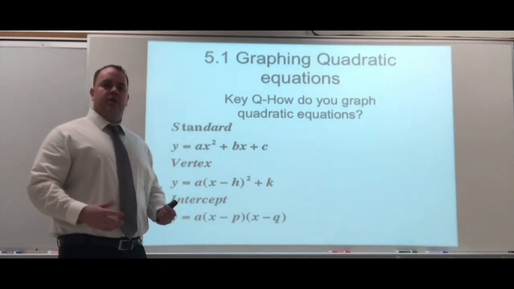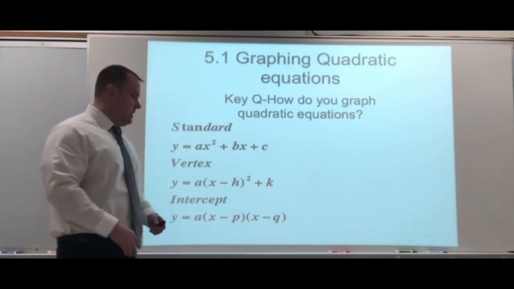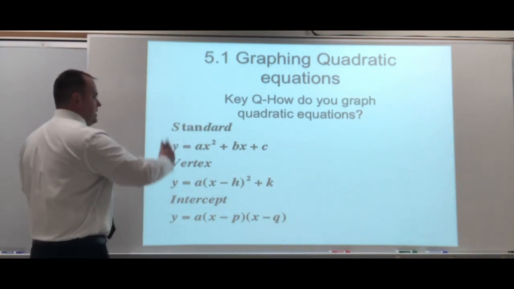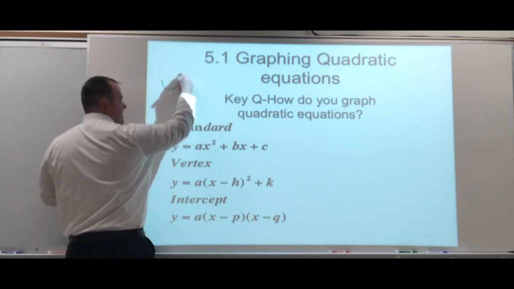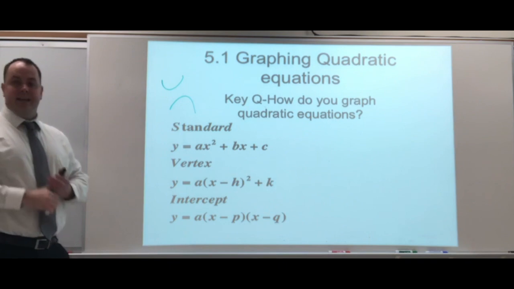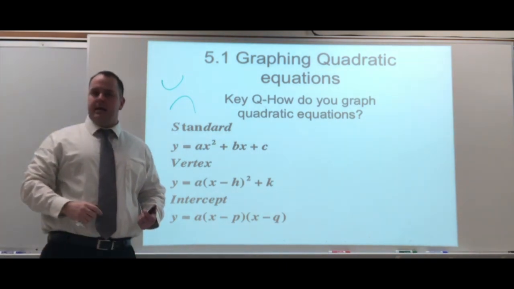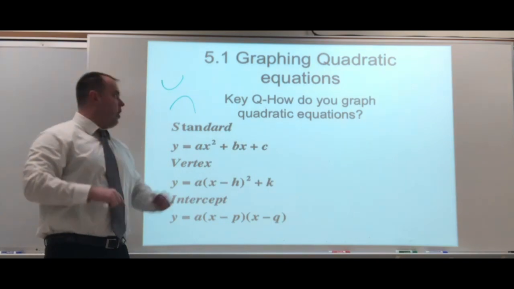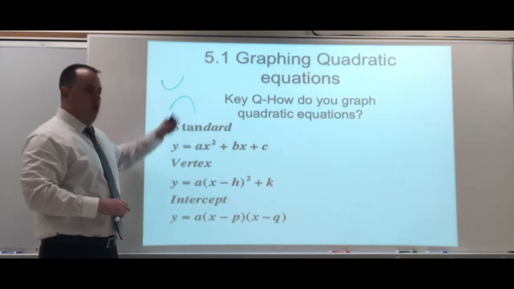And the quadratic equation graph is called a parabola. This is the general shape of the parabola, which is basically a smiley face or frowny face. Okay? It's not a linear graph like we had in the earlier chapters where it's a straight line. It's going to be a curve, either opening up or opening down.